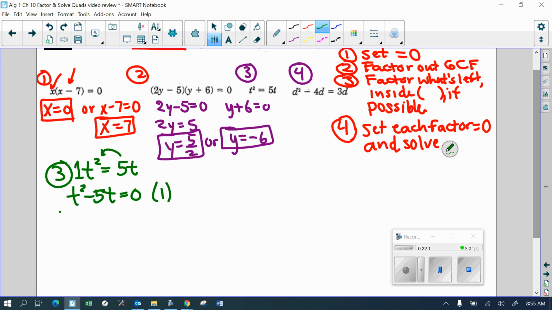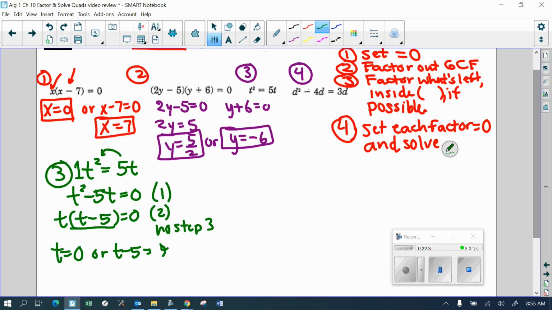Step 2, factor out the GCF. There's a t in common. Step 3, factor what's left. There is nothing to factor. T minus 5 does not factor. So no step 3. And step 4, set each factor equal to 0. T equals 0 or t minus 5 equals 0. So t equals 0 is already done for me. When I solve t minus 5 equals 0, I get t equals 5. And there's my 2 answers.